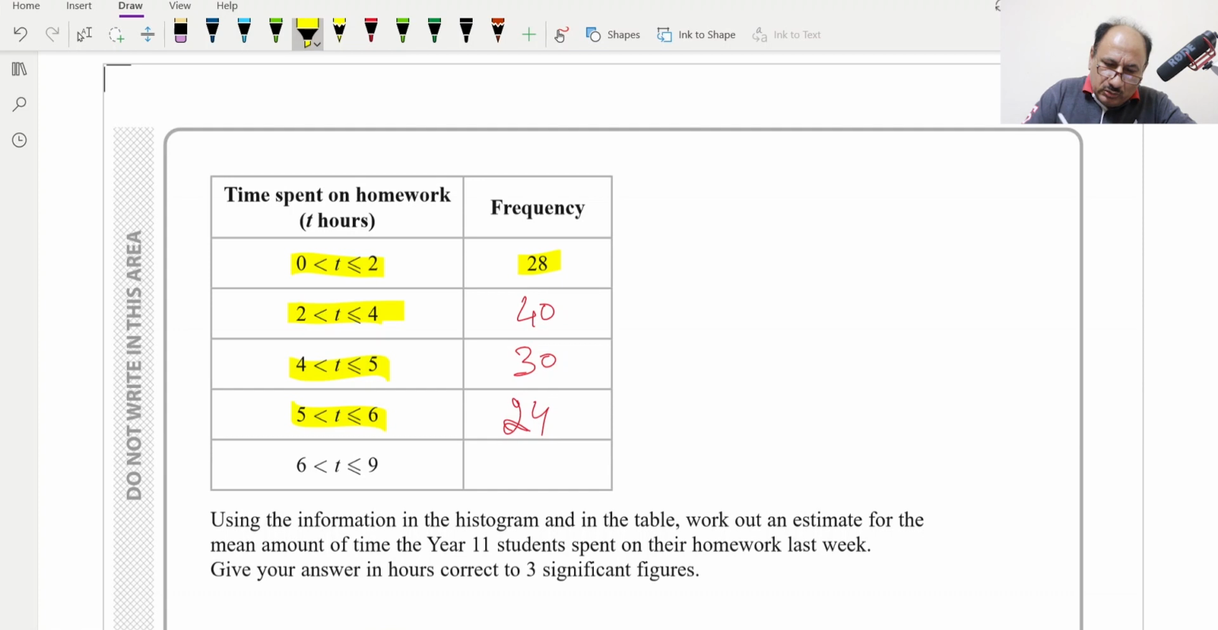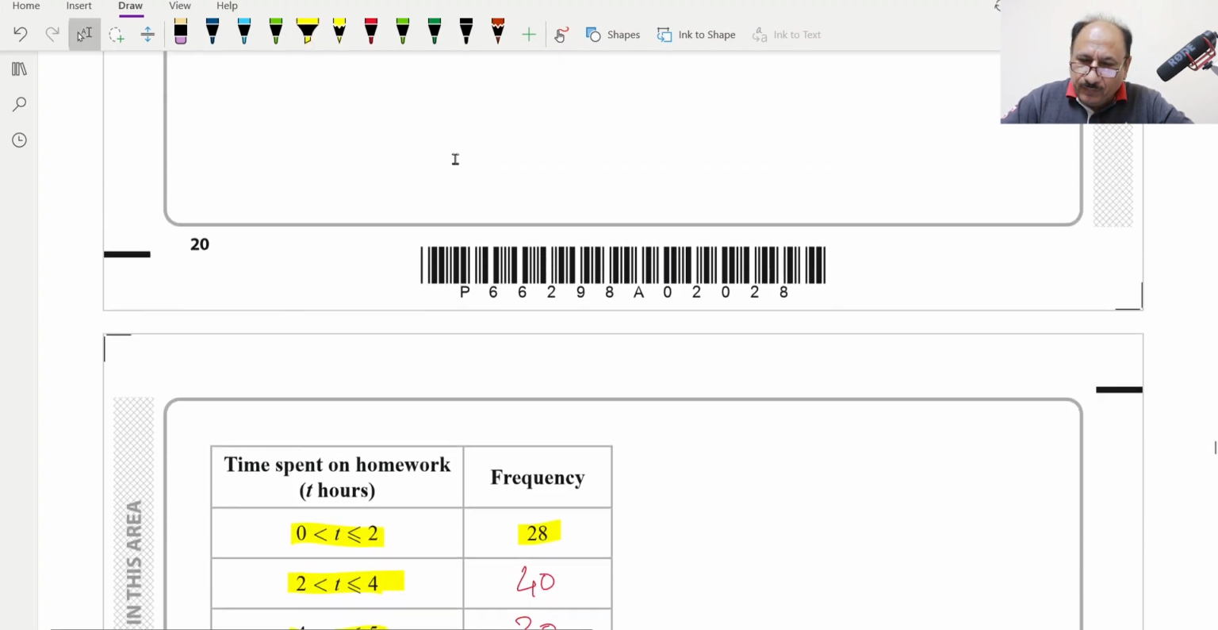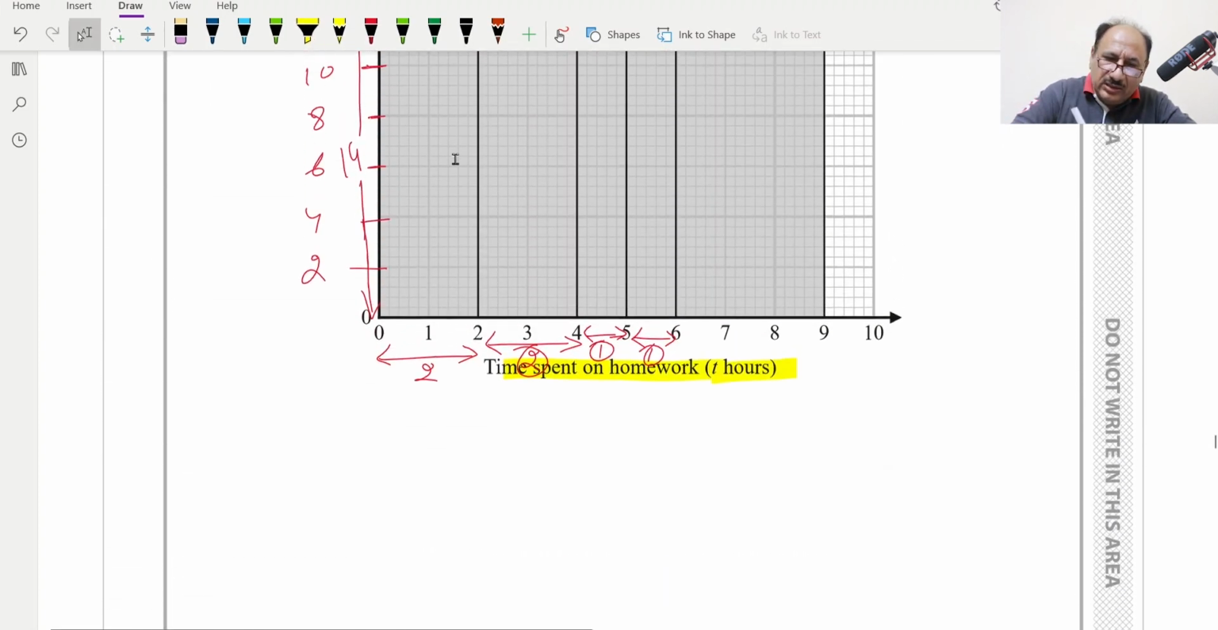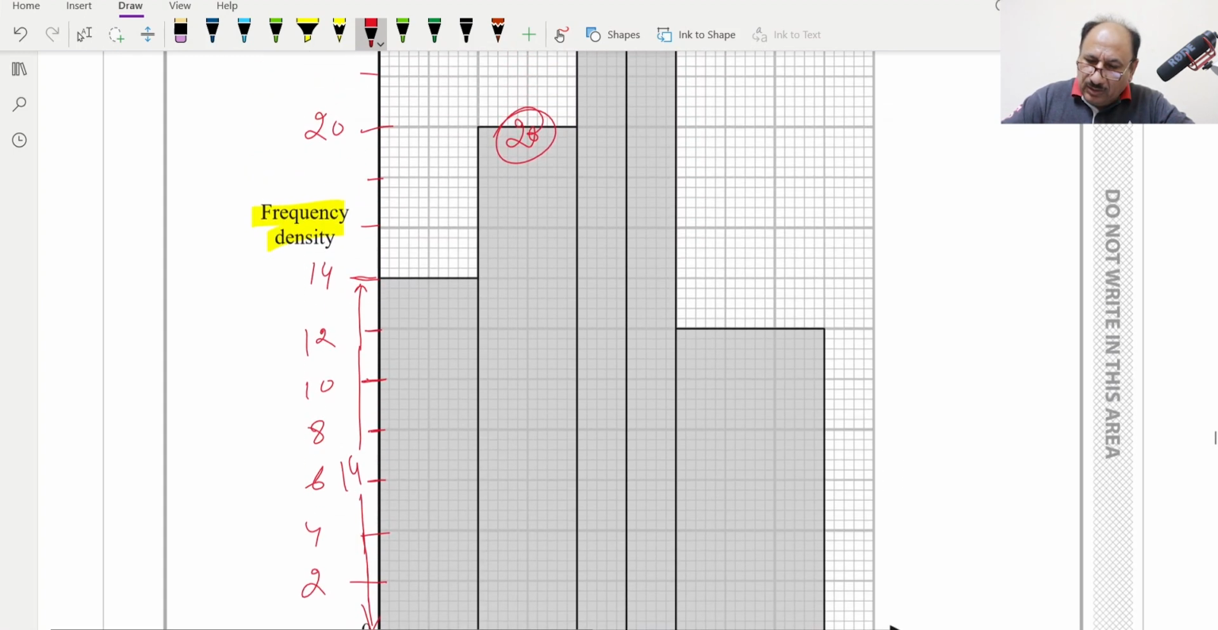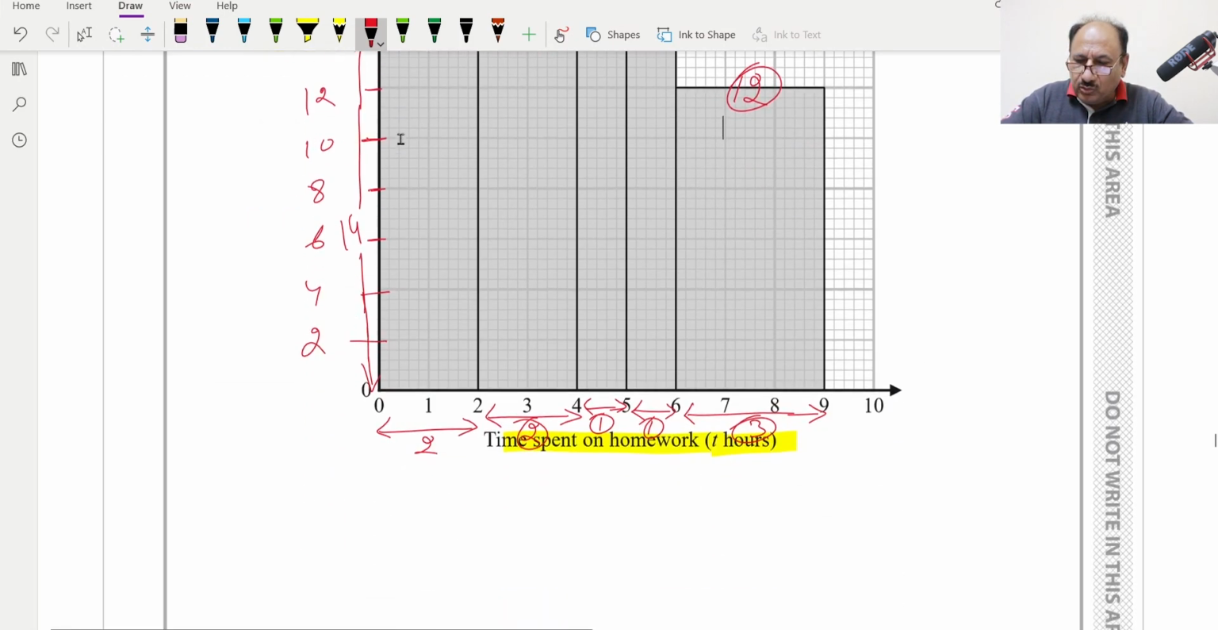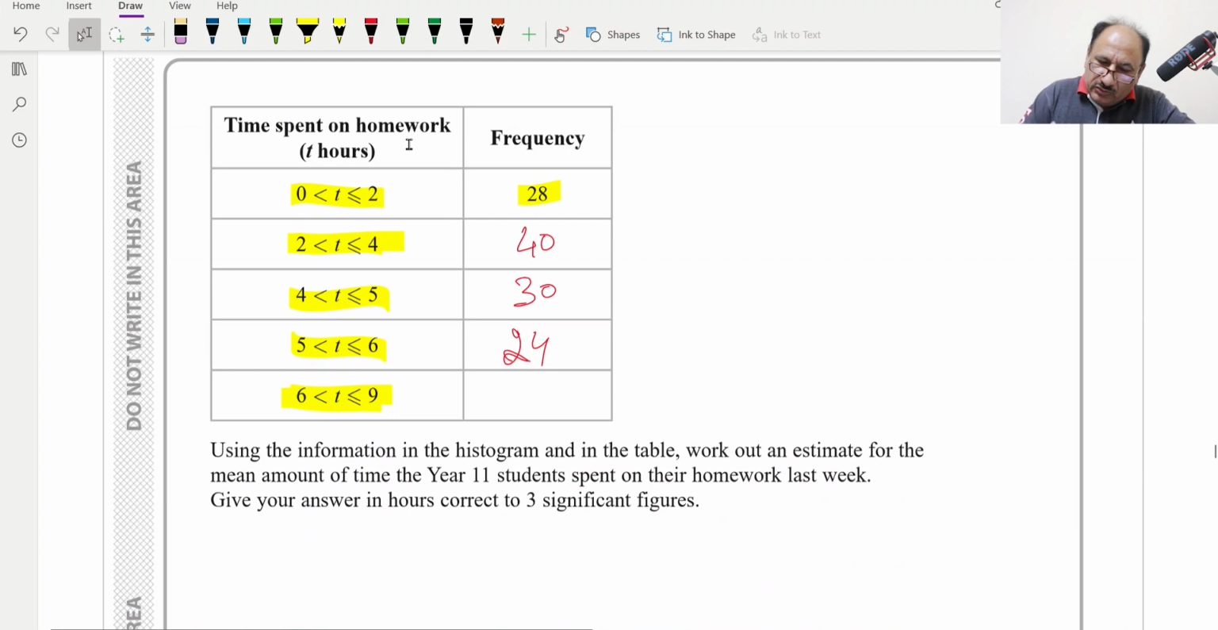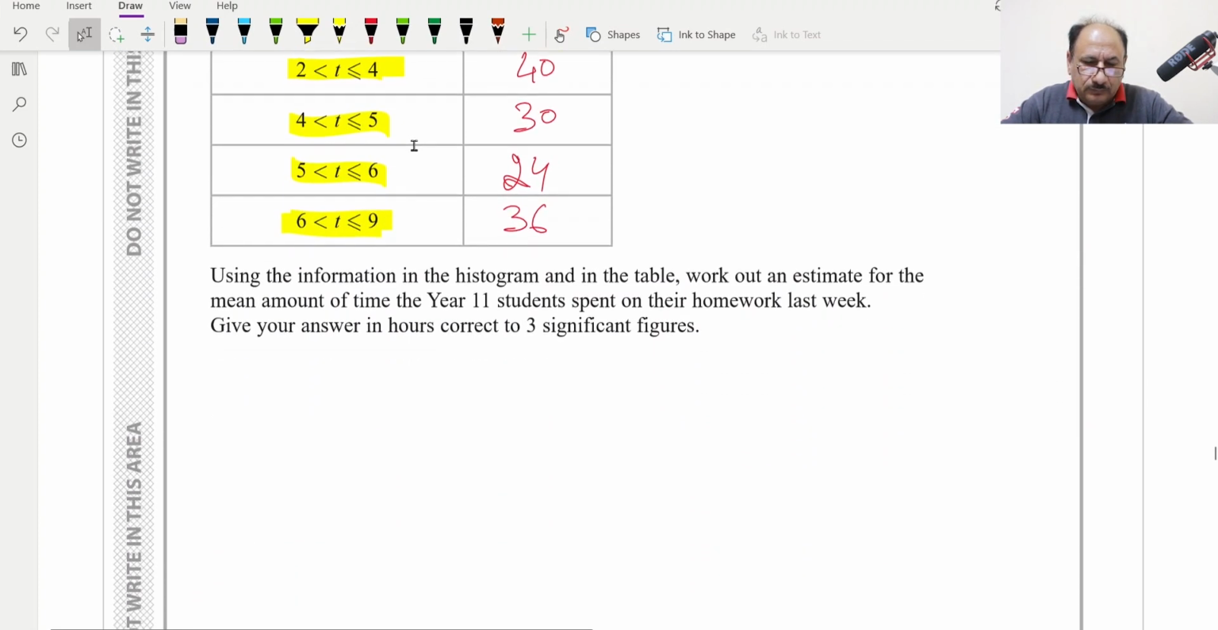Now 6 to 9. 6 to 9 range is how much? 6 to 9 is 3. So 3 will be multiplied by this height, which is 12. So this will be 12 into 3 will be 36. So we can write here 36. Hopefully you understood this.